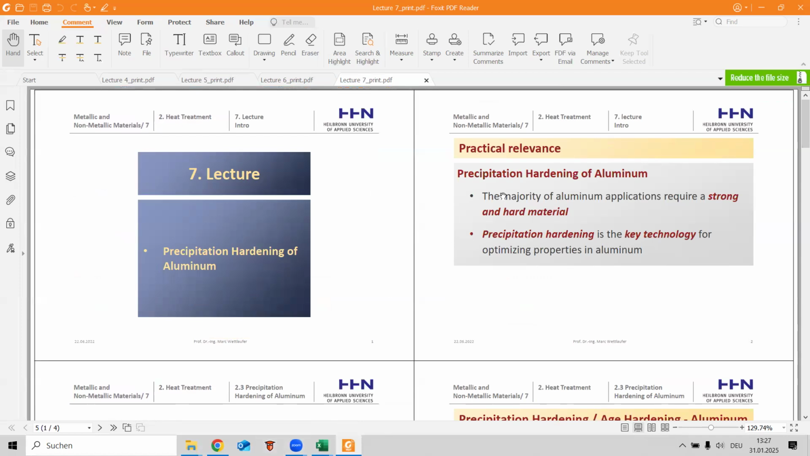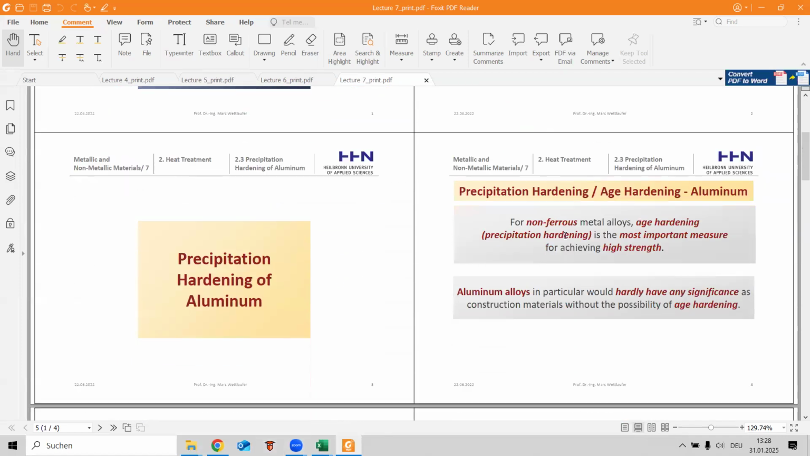Precipitation hardening of aluminum. The majority of aluminum applications require a strong and hard material. As mentioned, it's a key technology for optimizing properties in aluminum. What's called age hardening, or precipitation hardening, is the most important measure for achieving high strength. Aluminum alloys in particular hardly have significance as construction materials without the possibility of age hardening.